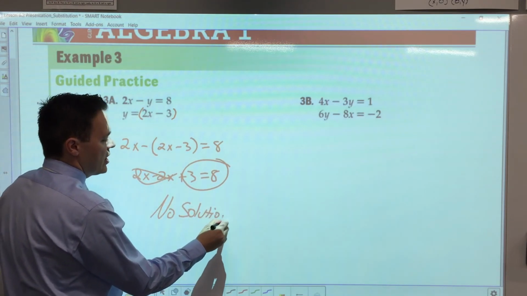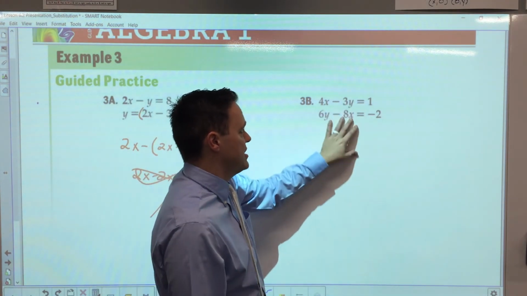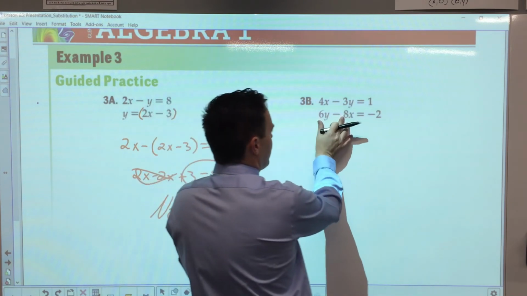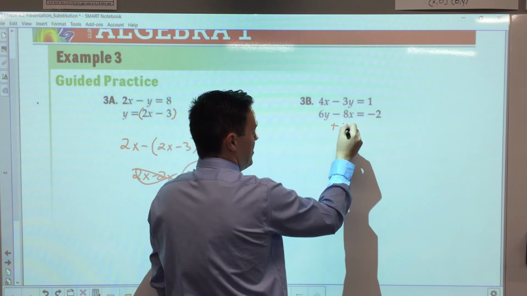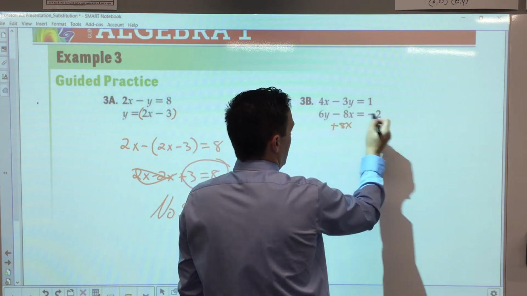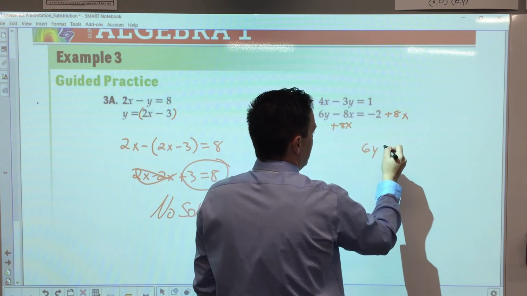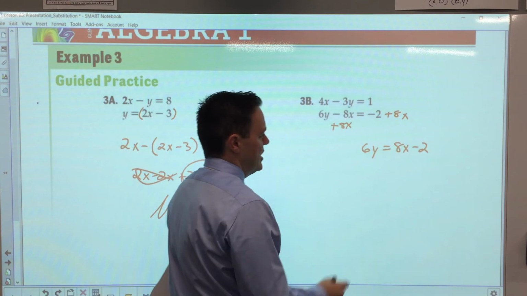This one over here is more complicated, ladies and gentlemen. If you guys were to do the math on this, this has got our first kind of funky little setup. Let's go for y equals on this one here. So on this one we're going to have plus 8x. We're going to simplify the bottom one first. Then it's going to be 6y equals 8x minus 2. There's your setup.